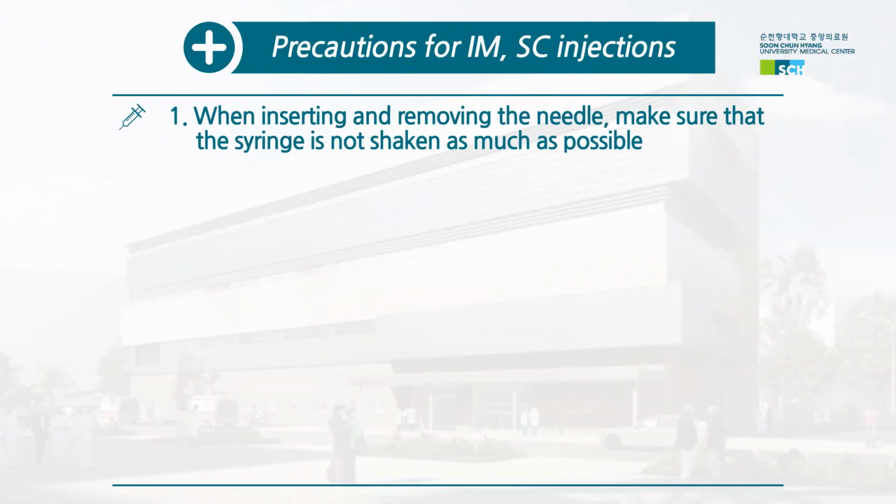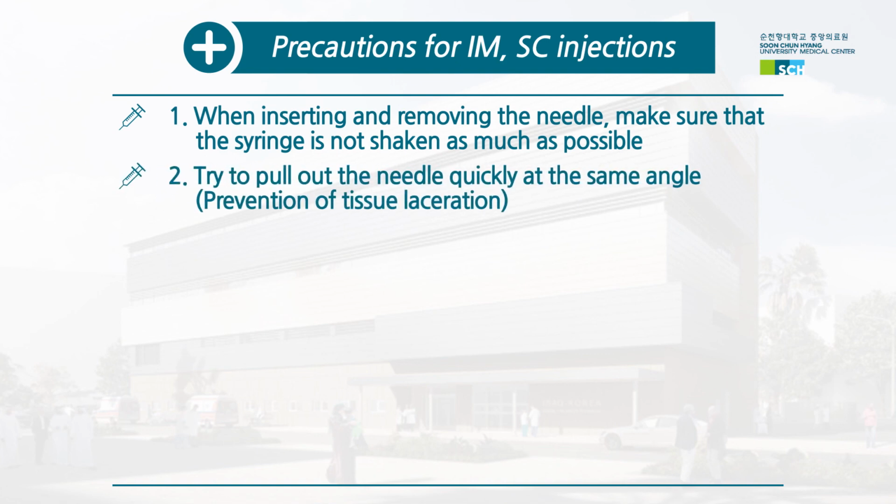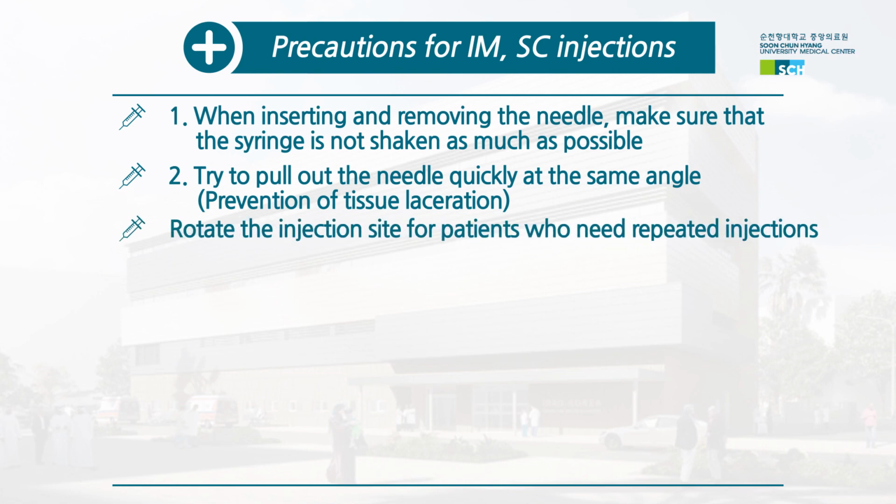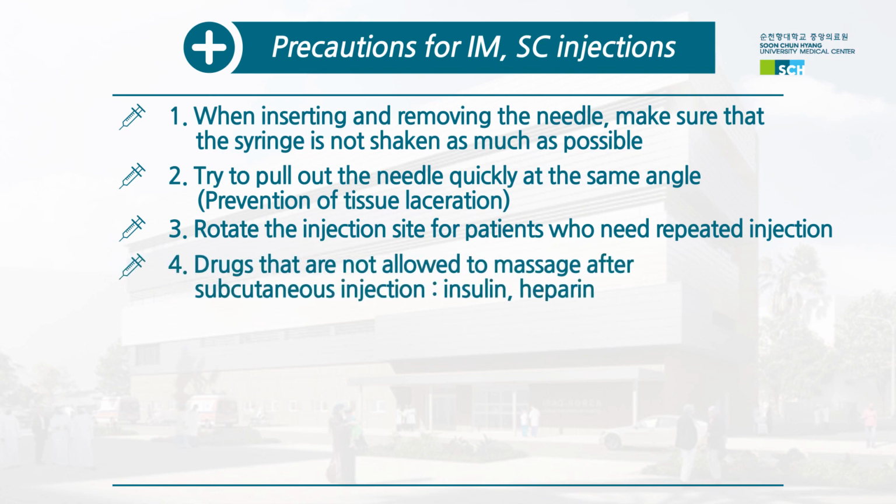Precautions for intramuscular and subcutaneous injection are as follows. First, when inserting and removing the needle, make sure that the syringe is not shaken as much as possible. Second, try to pull out the needle quickly at the same angle. Third, change the injection site for patients who need repeated injections. Fourth, be well acquainted with the drugs that are not allowed to massage after subcutaneous injection.